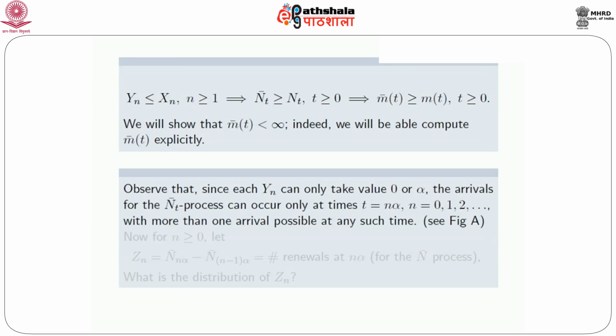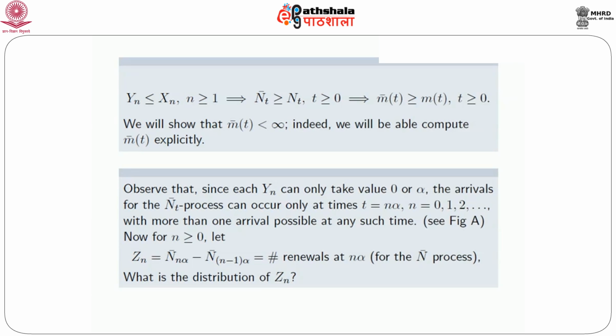So now the computation starts. Observe, since each Yn can only take values 0 or alpha, for the N hat t process, arrivals can occur only at times which are multiples of alpha. Of course, since Yn can take the value 0 with probability p, it's possible to have more than one arrival at any such time. So two things. One is the interarrival times of the N hat t process can take only two values, 0 or alpha. So arrivals for the N hat t process can only occur at these times which are multiples of alpha. And of course, it's possible to have more than one arrival at any such time.